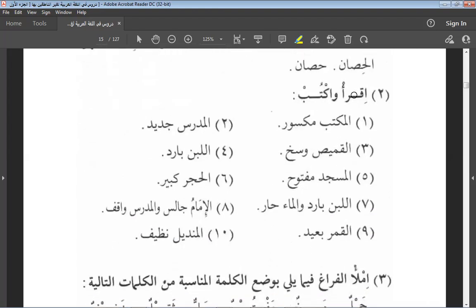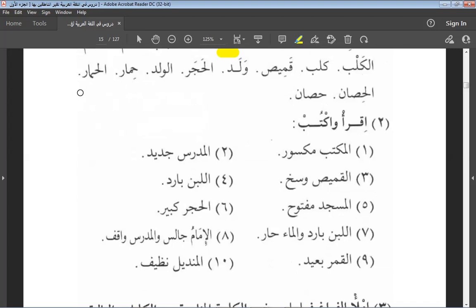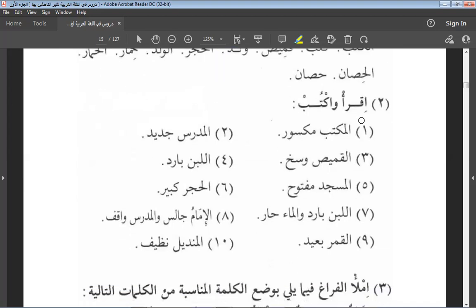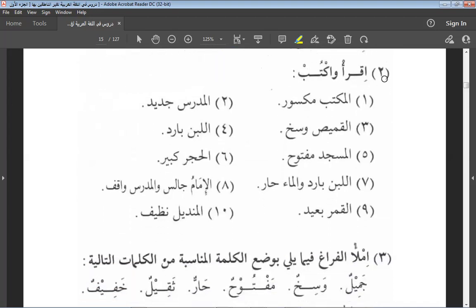And then he says, okay, all the words here are familiar words. There are no new words, inshallah. But the second one, number two here, he says, ikra waktub, read and write. These are previous sentences. So all the sentences, we've seen them in the lesson. And then he wants you to just read it aloud.